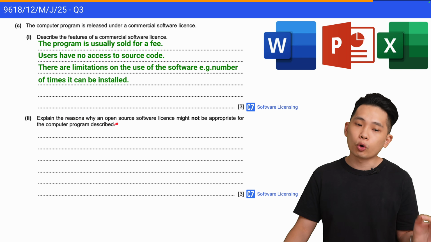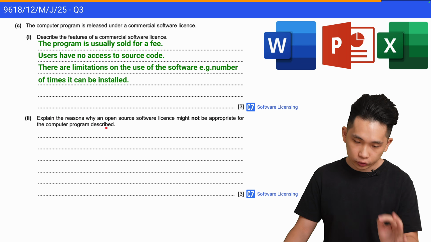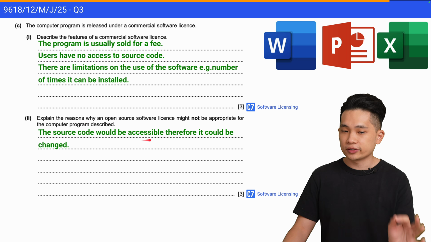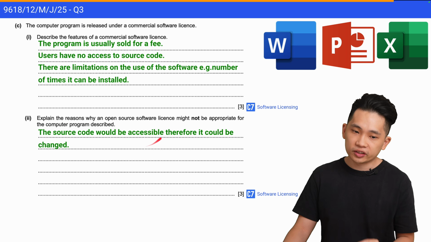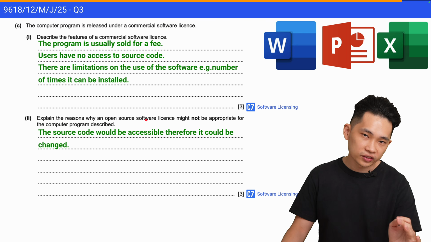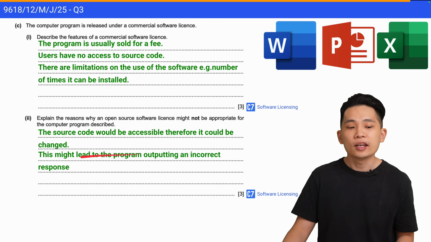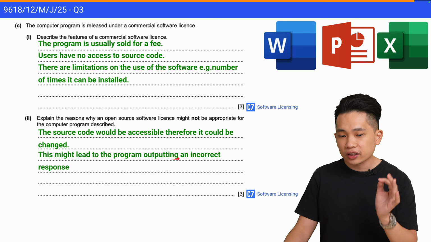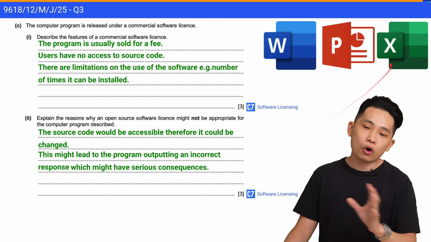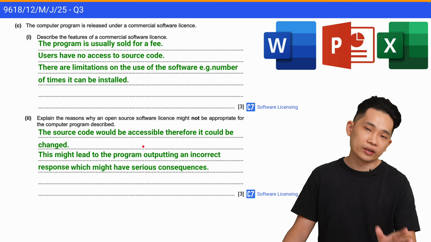Explain the reasons why an open source software license might not be appropriate for the computer program described. So this is a 3 marks question. So first of all, we can write the source code will be accessible, therefore it could be changed. This is the main feature of an open source software license. But it's not something that Microsoft wants, since it will affect the overall user experience if you go and edit their code. And then this might lead to the program outputting an incorrect response, which might have serious consequences. So if you are using all these commercial software to do your important project, this is not recommended.